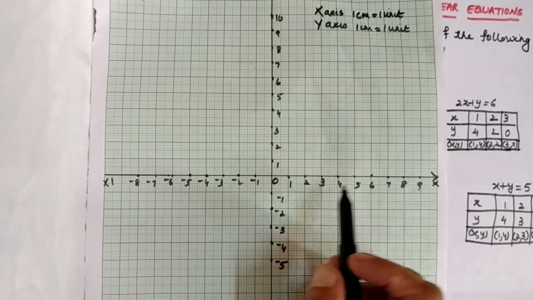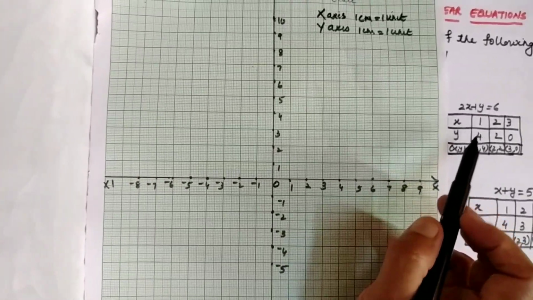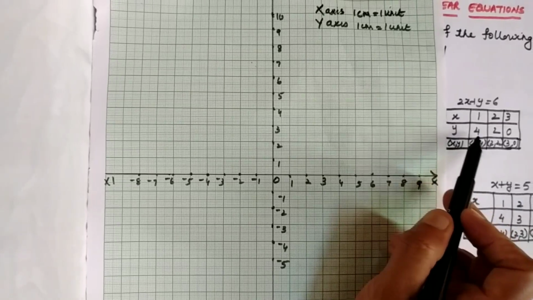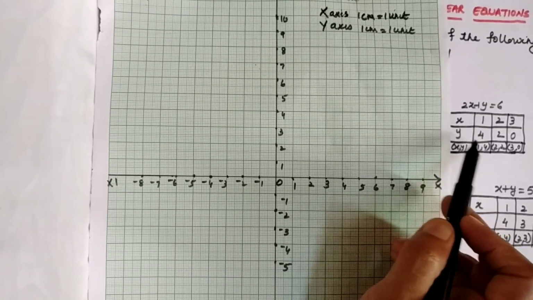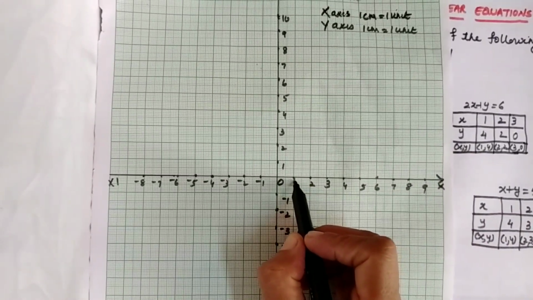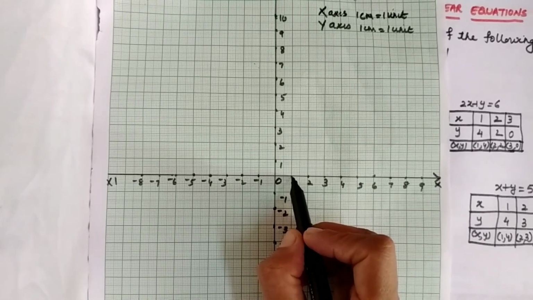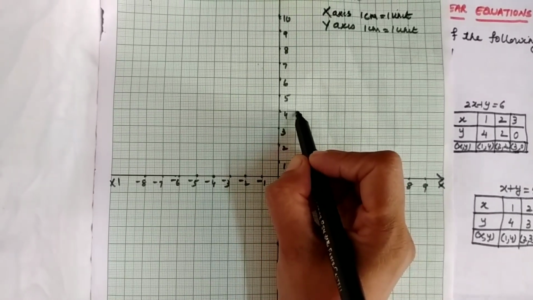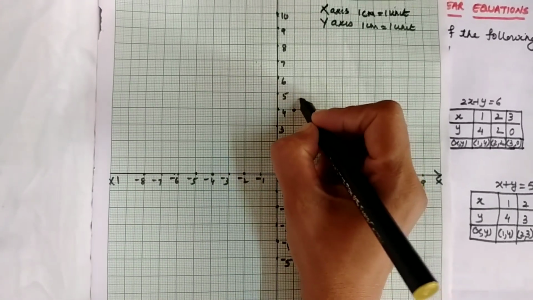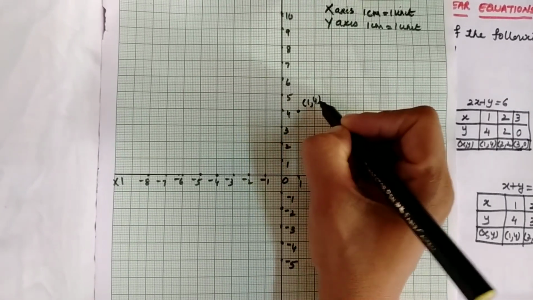Now you are going to mark the coordinates. See the first equation. First point is 1, 4. X is 1 on the x-axis and y is 4. Through this you will go up to the y-axis, and this is the point 1, 4.